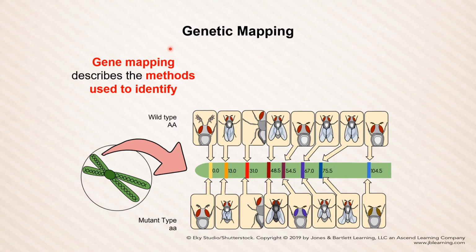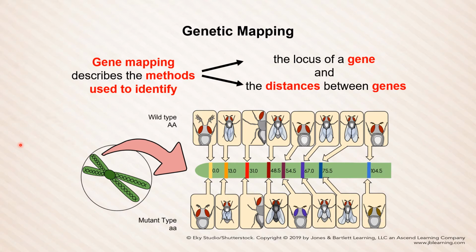And what is genetic mapping? Gene mapping describes the methods used to identify the locus of a gene and the distance between genes. So we know that here there is a chromosome. Now we need to start looking at what types of genes are there, and the way they started doing that was using mutations.